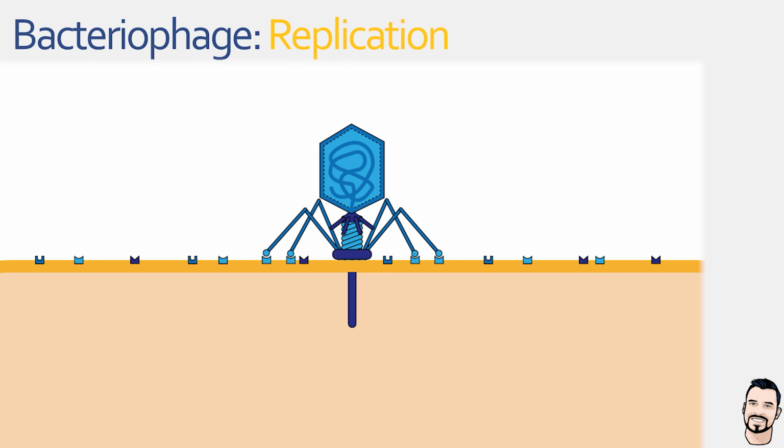The viral genome of the bacteriophage is then injected into the host bacterial cell cytoplasm at a rate of around 3,000 nucleotides per second, which is considerably faster than other methods of inserting DNA into a bacterial cell, such as conjugation and transformation, both of which only occur at a rate of 100 nucleotides per second.